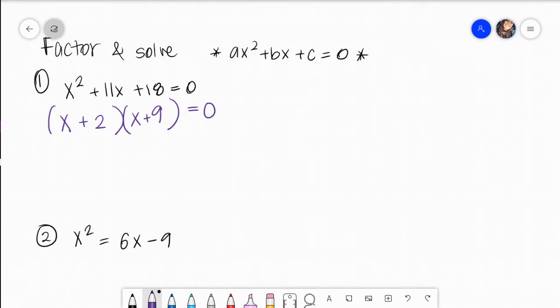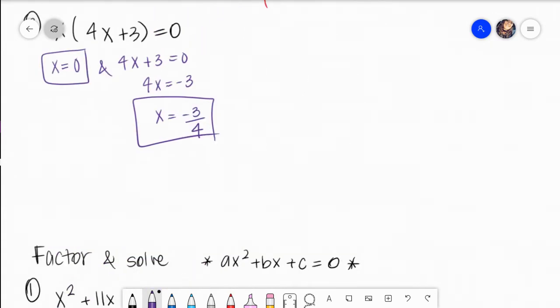And then what I need to do here, since they're set equal to 0, is set each individual factor equal to 0. Here I would move my 2, and what I get is x equals negative 2. And then if I move my 9, I get x equals negative 9. And this is an and.